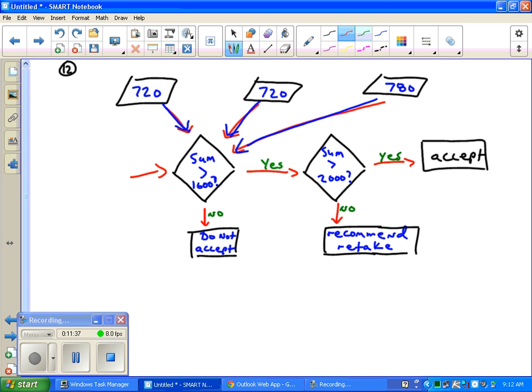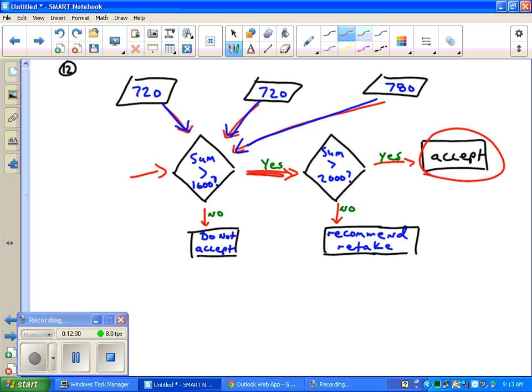720 plus 720 plus 780 is 2220. That is greater than 1600. So you're going to go over to the right where it says yes. Then they ask you the second question, is the sum greater than 2000? Yeah, we got 2220. So yes, he will be accepted. If you got no for either one of those, you would go the other path and follow the flow chart. A, Curtis will be accepted for number 12.